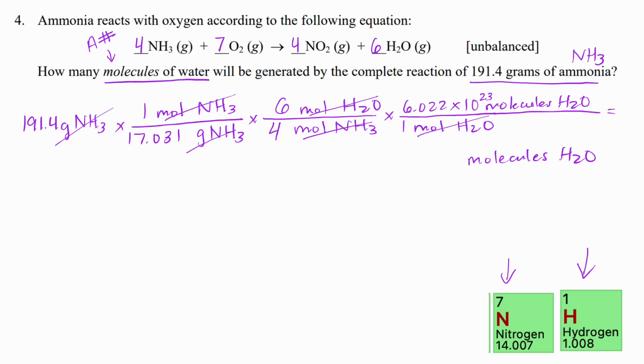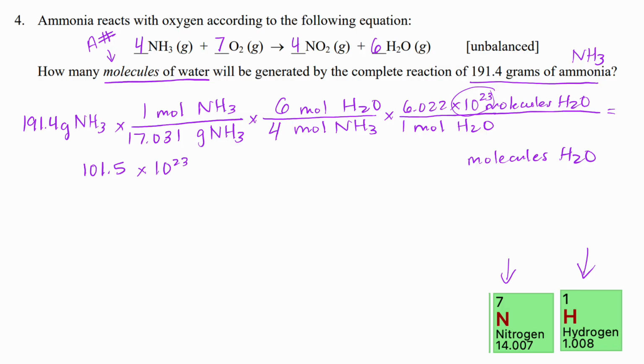So now we can plug in this math to our calculator. So I'm going to take 191.4 divided by 17.031, press equals, multiply it by 6, press equals, divide by 4, press equals, and then I'm going to multiply that number by 6.022 and save the exponent for the end. And for that number, I get 101.5. And then I need to remember to drop down that times 10 to the 23rd.